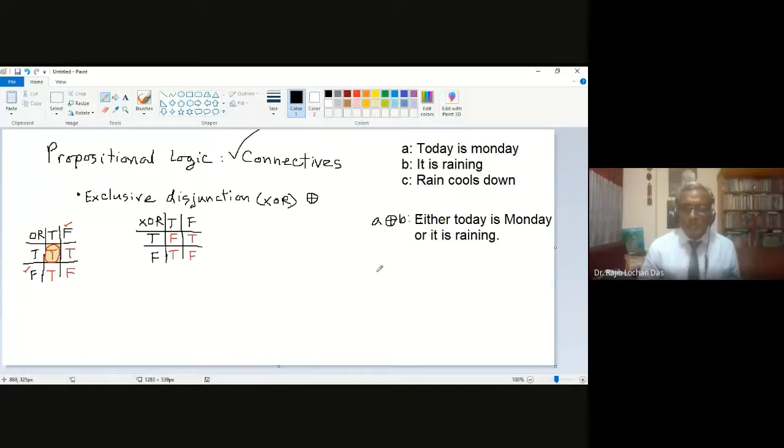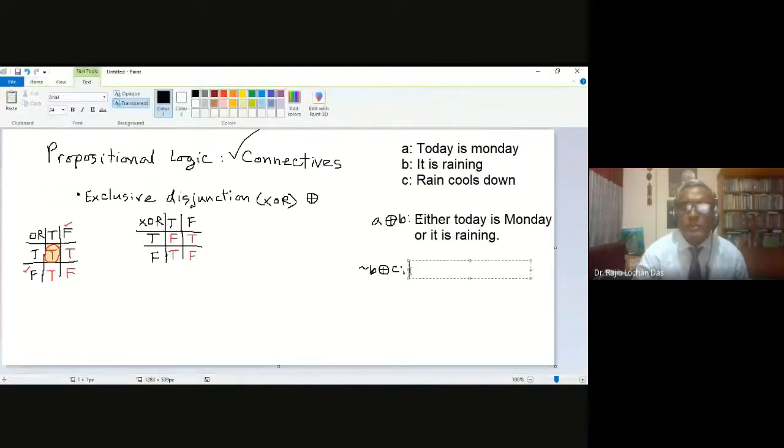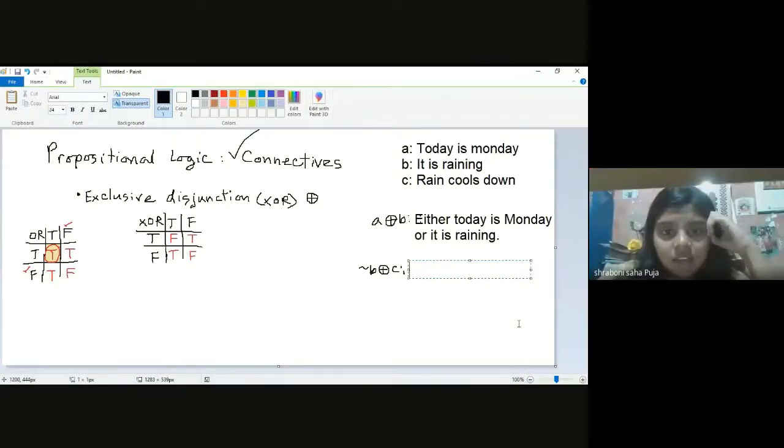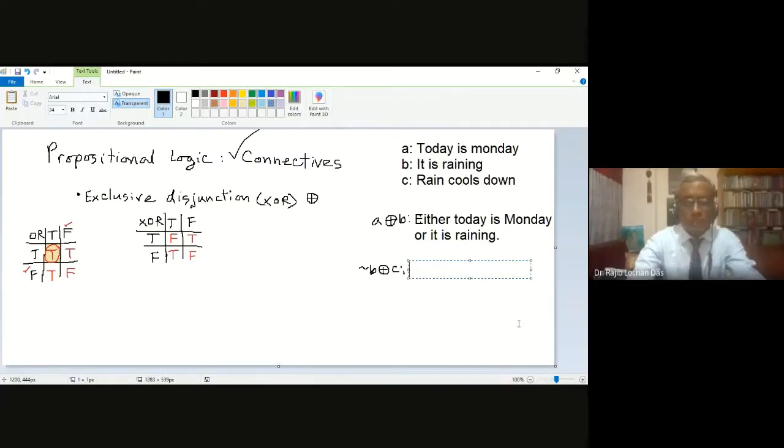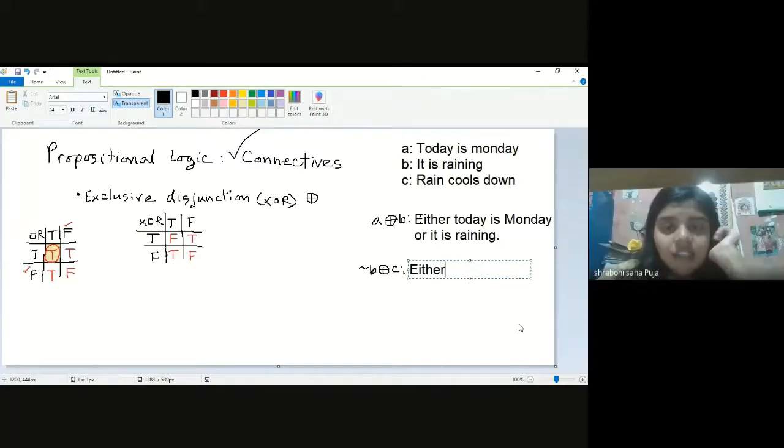Say I am writing not B XOR C. So what will be the expression for this? Tell me what will be the expression for this sentence. You will start with either. Yes, either it is not raining or rain cools down.